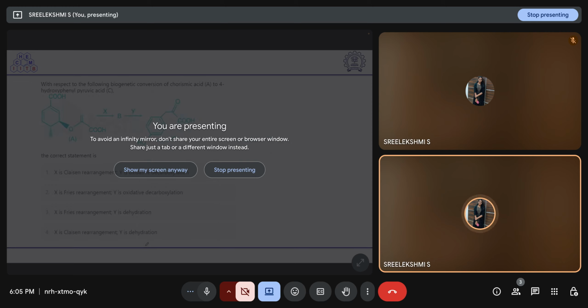The next question is, with respect to the following biogenetic conversion of chorismic acid A to 4-hydroxyphenyl pyruvic acid. So the structure is given here. This is chorismic acid and this is 4-hydroxyphenyl pyruvic acid. Out of the four statements given here, which statement is the correct one? So you have to identify which is reaction X and which is the second reaction.